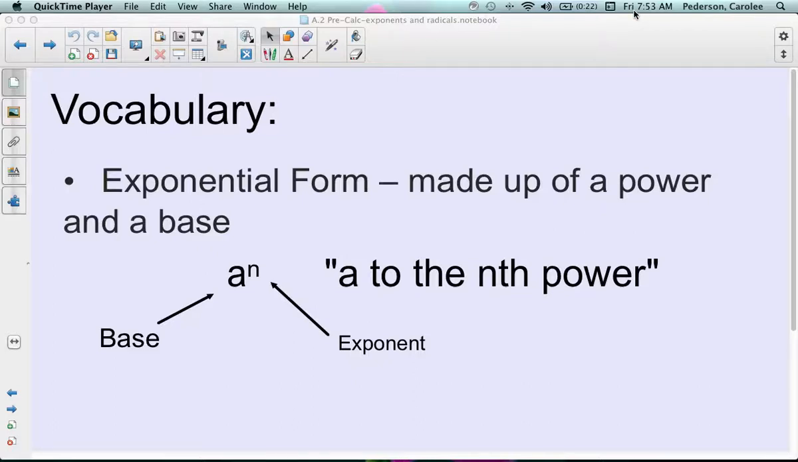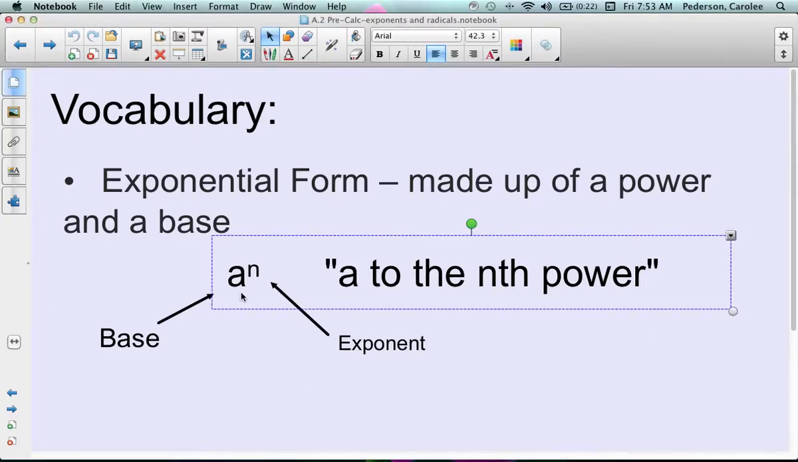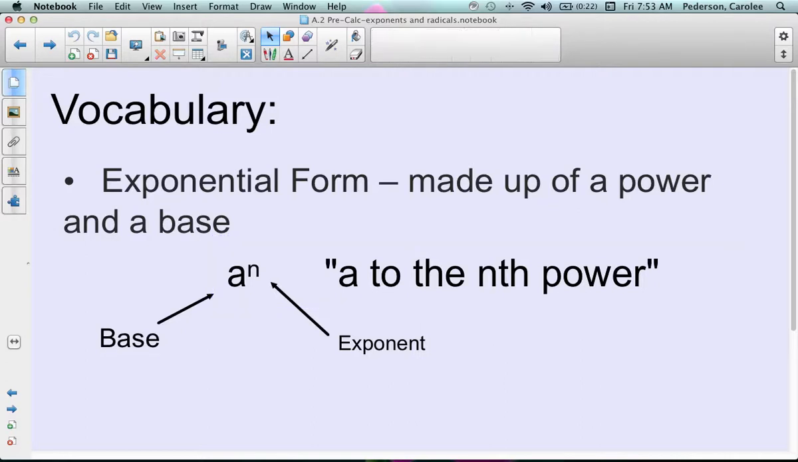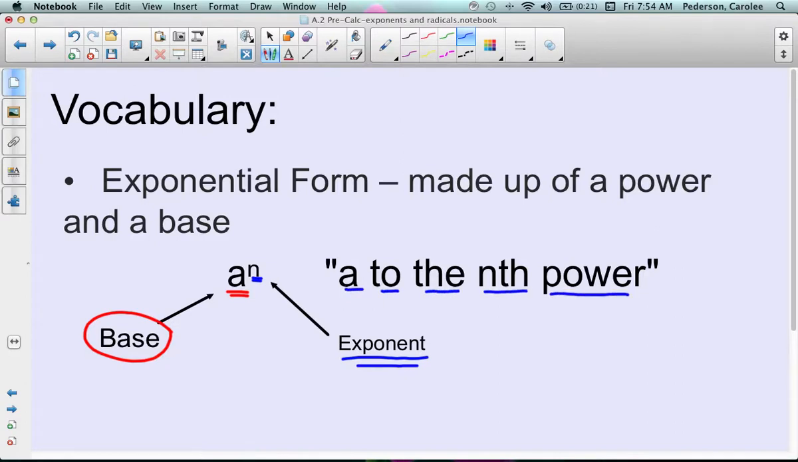This is a definition of an exponential form made up of a power and a base. So this piece is the base, and this piece is the exponent. And how you say it is a to the nth power. And this is how you have a definition of an exponential form.